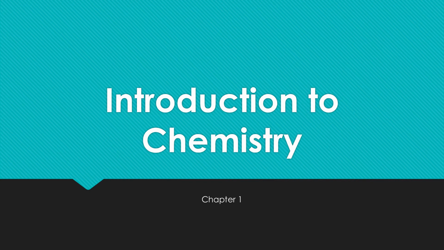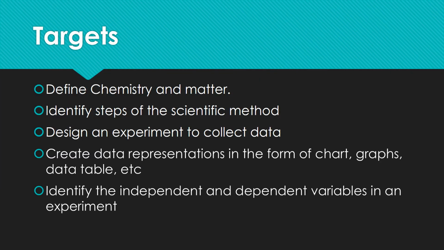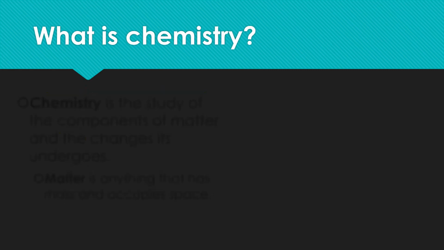Today we're going to talk about Introduction to Chemistry as part of Chapter 1. Your targets for this chapter are shown on this PowerPoint slide. Today we're going to focus on 3 of them with this video. First, we're going to talk about defining chemistry and matter. Then we're going to identify steps of the scientific method. And then we're going to use those steps to design an experiment that collects data. So let's go ahead and get started.